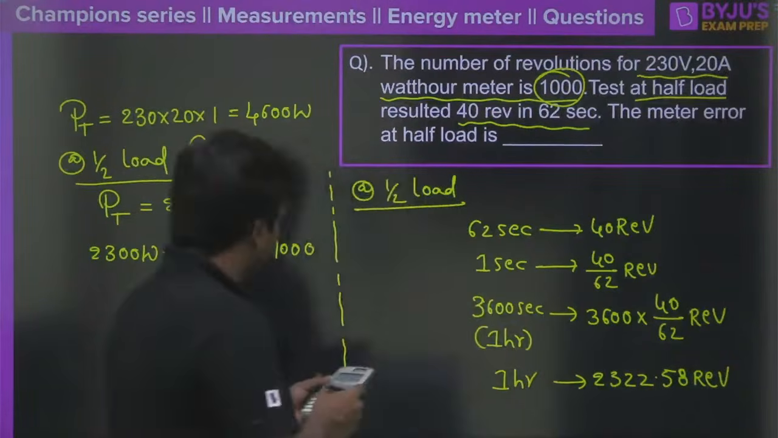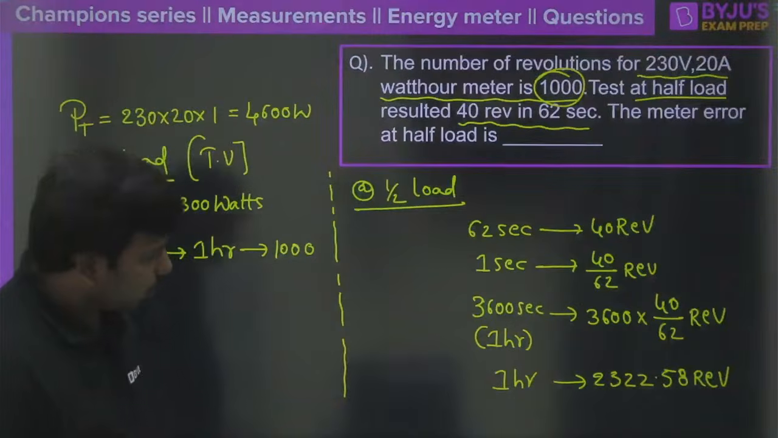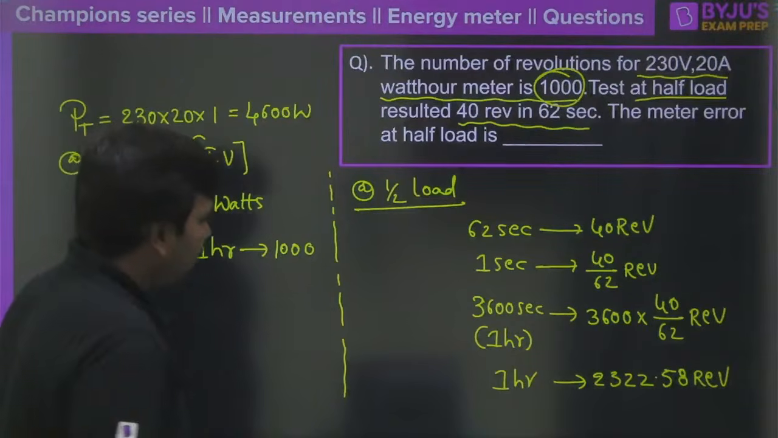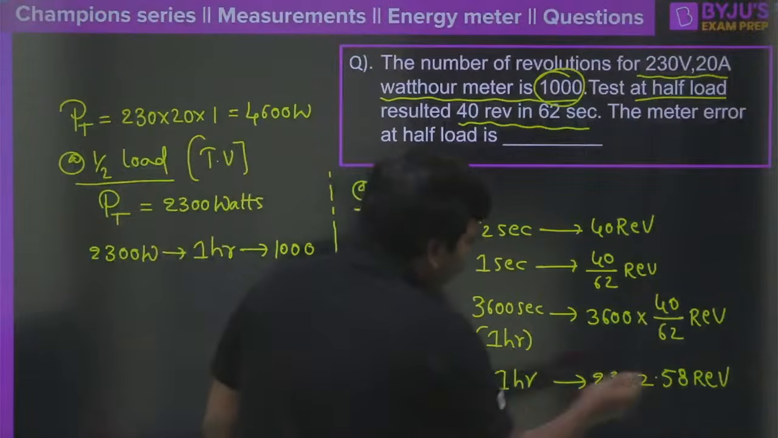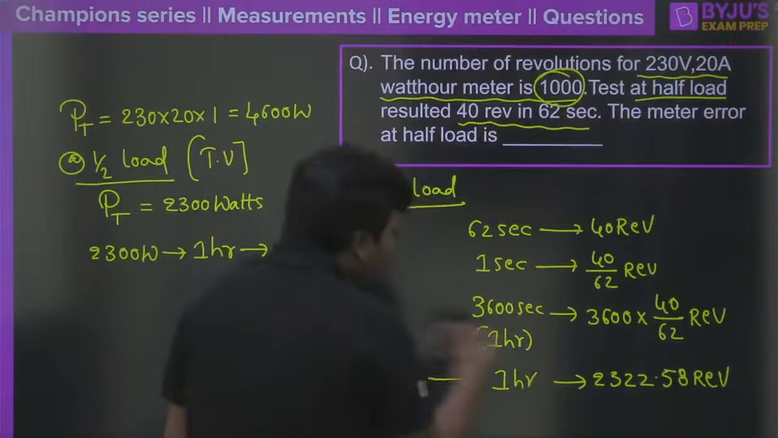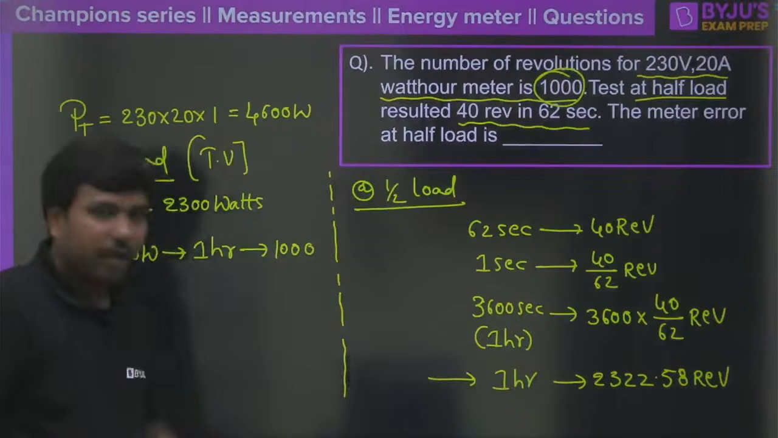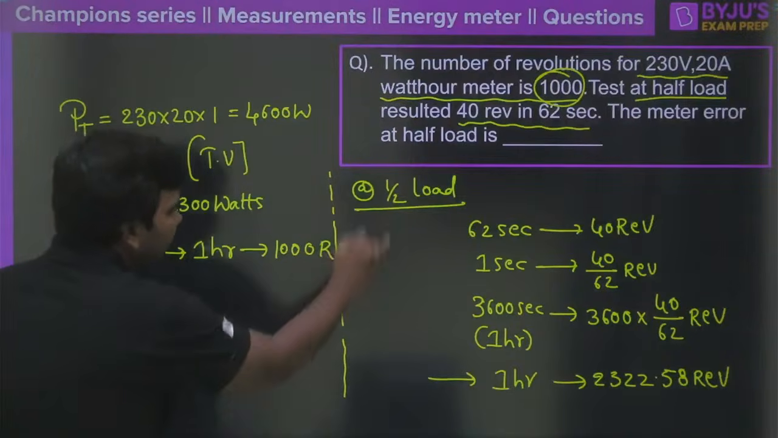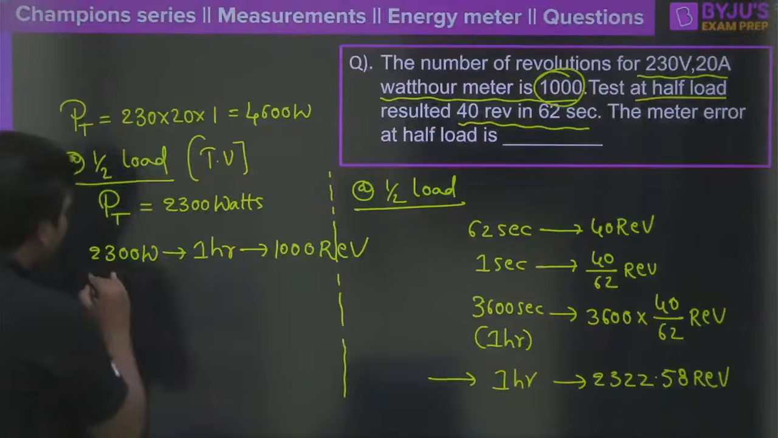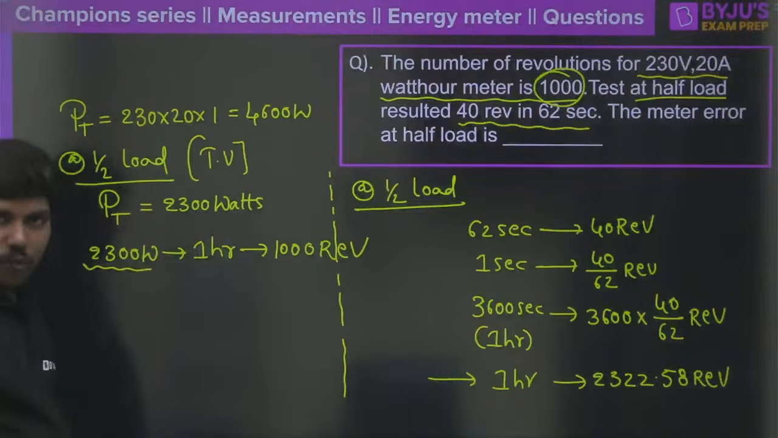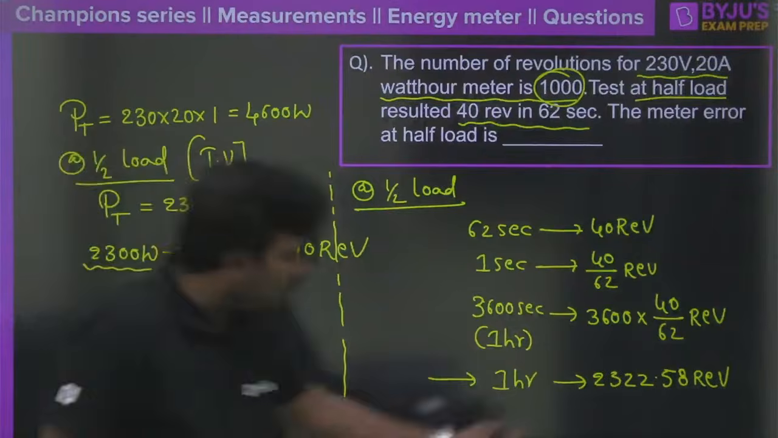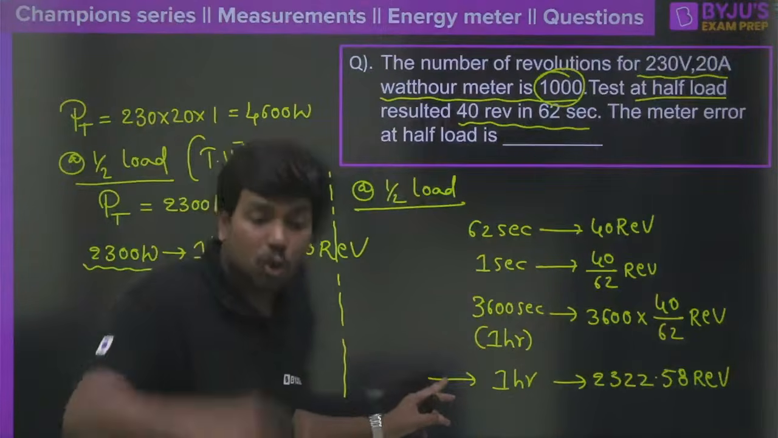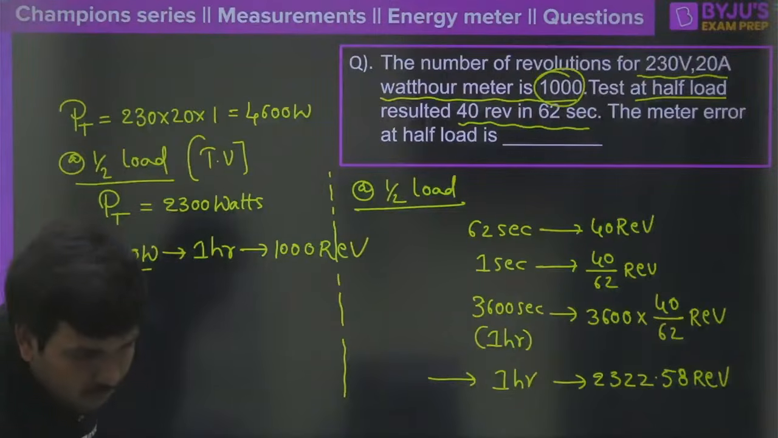Clear? 1 hour time, right? So now it is making 2322.58 revolutions in 1 hour. This corresponds to how much power? Can you guess what would be the expected power here? Have you remembered that if it is making 1000 revolutions, the power consumption is 2300. But right now it is making 2322.58 revolutions. What would be the power that it is going to show to you?